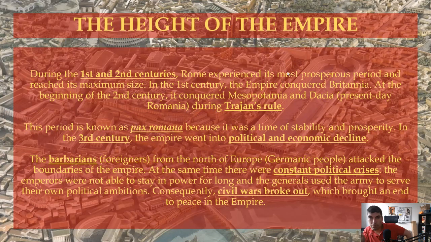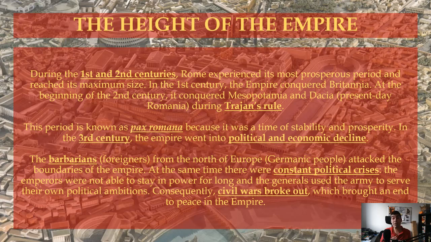So, we have two sub-periods in the empire, the height of the empire and the lower part of the empire. During the 1st and 2nd centuries AD, Anno Domini, Rome experienced its most prosperous period and reached its maximum size. In the 1st century they conquered Britannia, which is Great Britain, and in the beginning of the 2nd century, Mesopotamia and Dacia, which is Romania nowadays, during Trajan's rule, who was from Hispania, by the way. This period is known as Pax Romana, La Paz Romana, because of the stability and prosperity the Romans enjoyed in this period. But in the 3rd century, the empire started its decline, both political and economic.